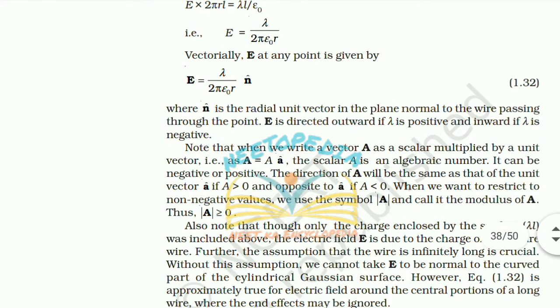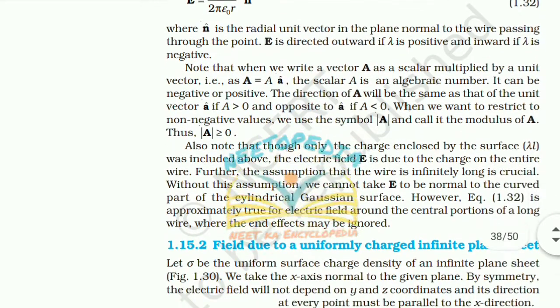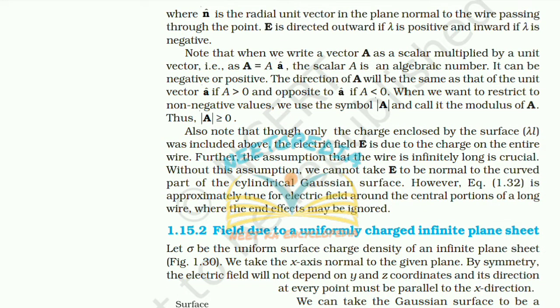Vectorially, E at any point is given by E is equal to lambda upon 2 pi epsilon naught r times n, where n is the radial unit vector of the plane normal to the wire passing through the point. E is directed outward if lambda is positive and inward if lambda is negative. Note that when we write a vector A as a scalar multiplied by a unit vector, that is, A is equal to A times unit vector a, the scalar A is an algebraic number. It can be positive or negative. The direction of A will be the same as the unit vector a if A is greater than 0 and opposite to a if A is less than 0.